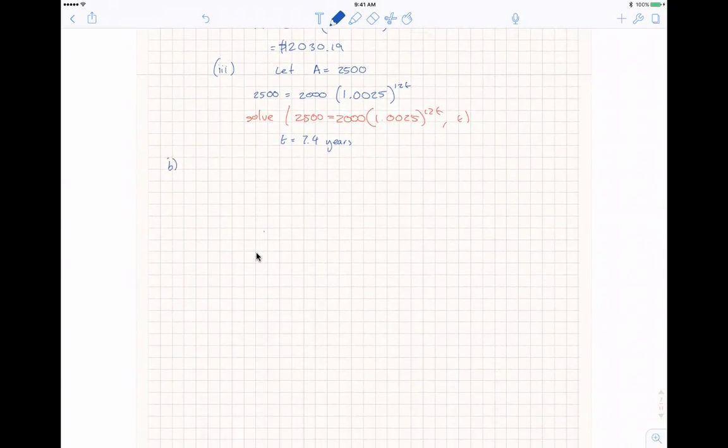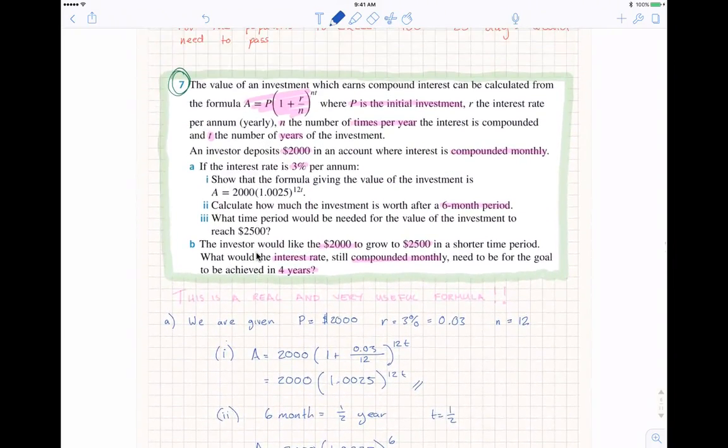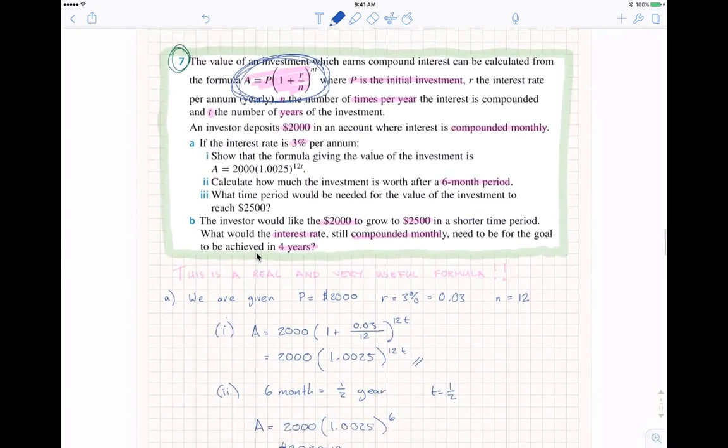So again, let's write what we're given. We're given that the amount at the end of the investment needs to be $2,500. The initial amount is still $2,000. The number of compounding periods is still 12 months in a year. The time we wish to invest for is 4 years. And we want to know what the interest rate is that we should aim to invest with. So we're going to use this formula again.